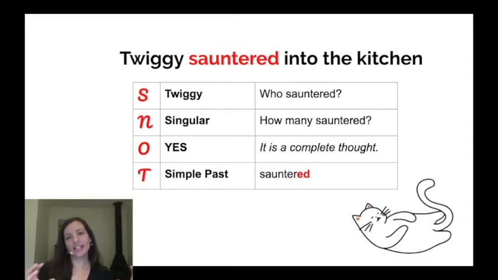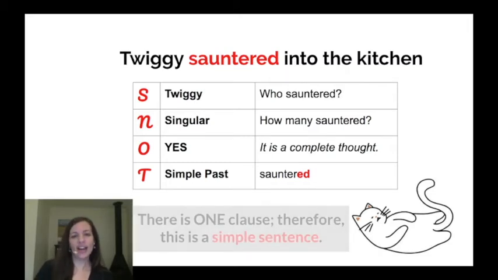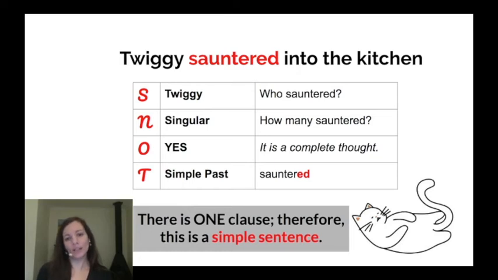Now, in that sentence, can you find any other verbs? Well, there aren't any. And so because I have no other verbs to test to see whether or not it's finite, I can see that this, in fact, is merely one clause. It is a simple sentence, therefore. I only have one clause, simple sentence.